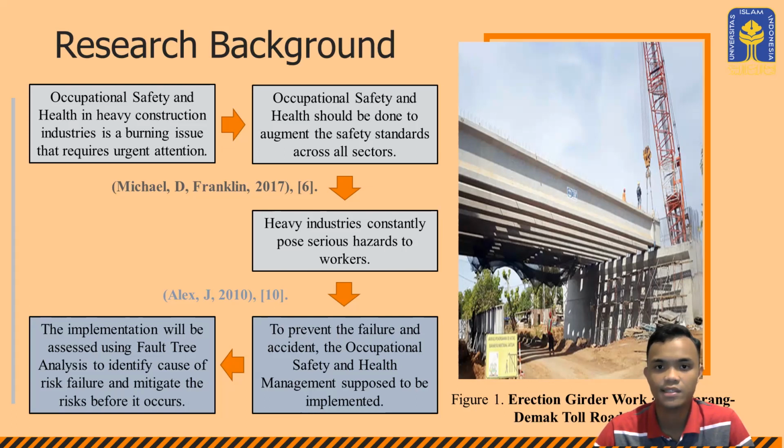And then to prevent failure and accidents, occupational safety and health management is supposed to be implemented. The implementation will be assessed using fault tree analysis to identify the cause of risk failure and mitigate the risk before it occurs, refers to Alex Jason 2010, or reference number ten.